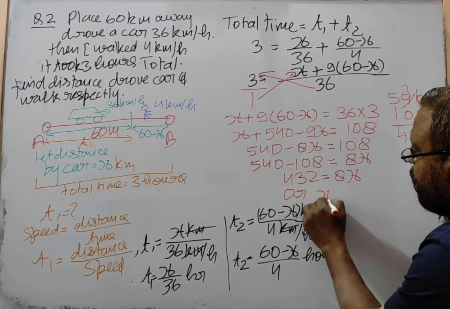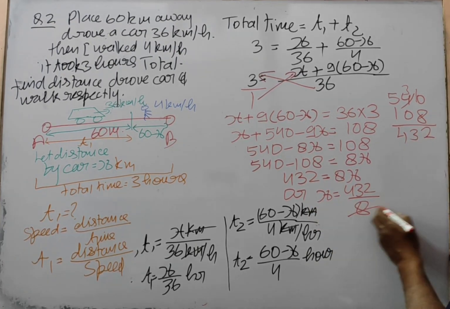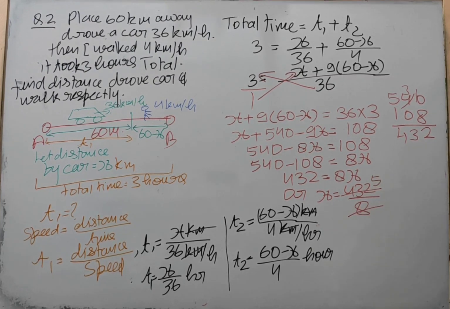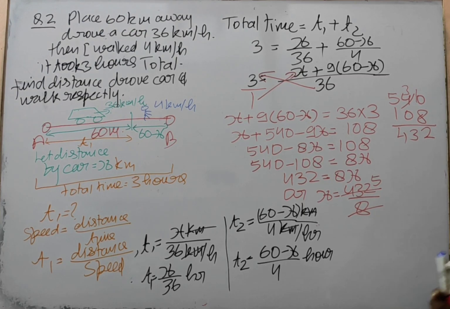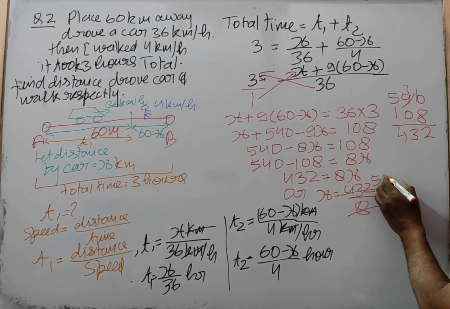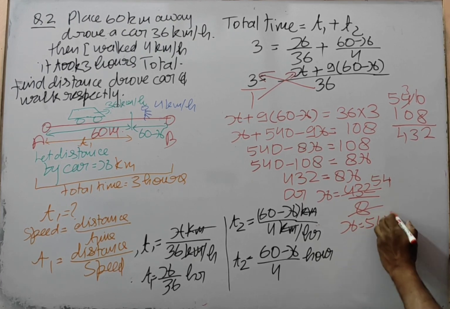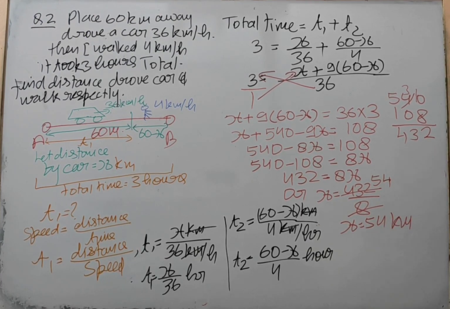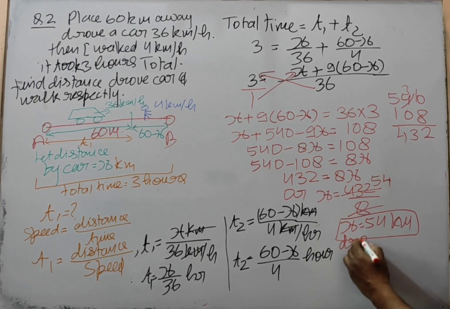Or we can write x is equal to 432 upon 8. So 8 fives are 40, or 8 fours are 32. So x is equal to 54 kilometers, right? So x is equal to 54 kilometers, the distance driven by car.